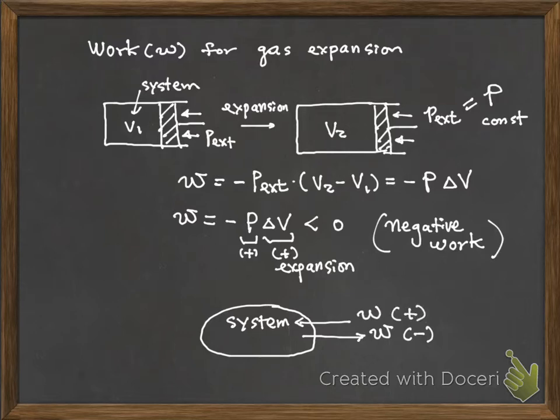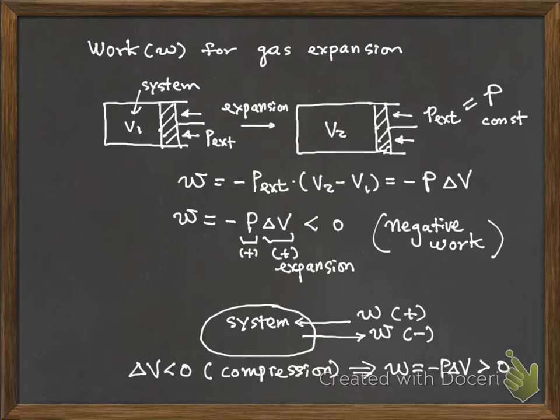In other words, if delta V is negative, we call that a compression. If you compress the piston, that means your work, which is minus P delta V, is positive, so the work itself is a positive work. This is a good example of how the system is defined, and the work sign is very important for you to understand.